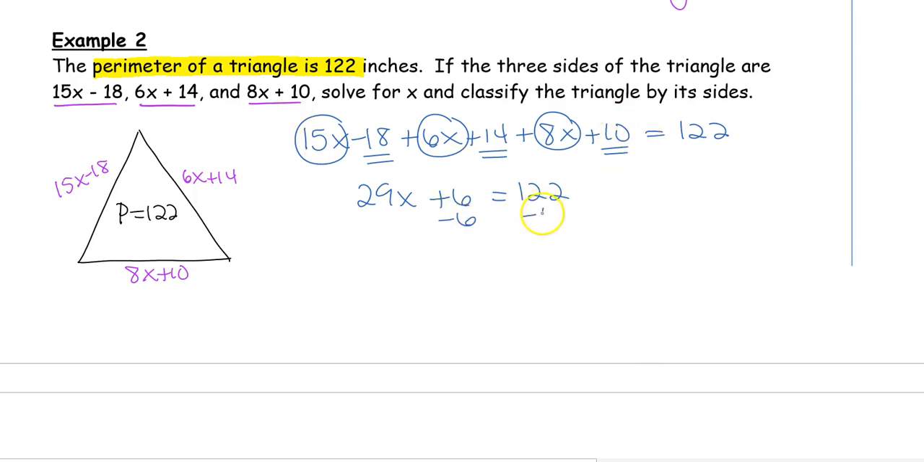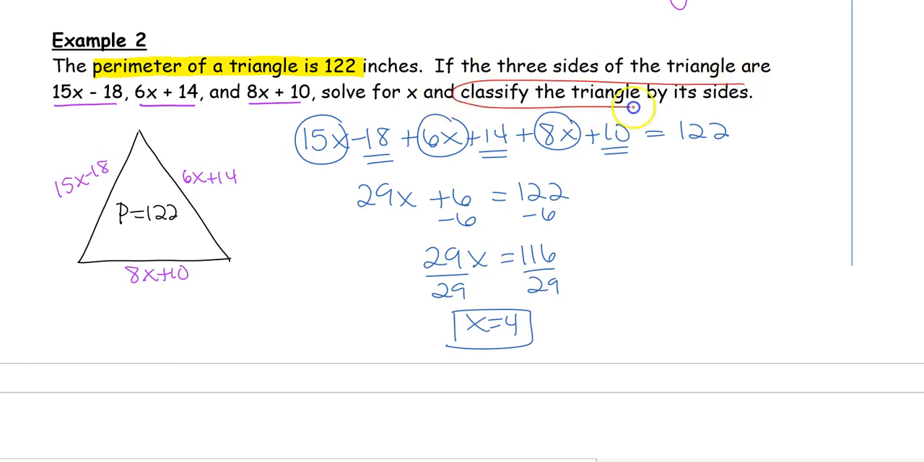Now we're going to solve by moving those over. 29x is equal to 116. We divide by 29, and we find that x is going to be equal to 4. Now we're not done yet because the question asked us to classify the triangle by its side lengths. So what we have to do is plug 4 back in here.